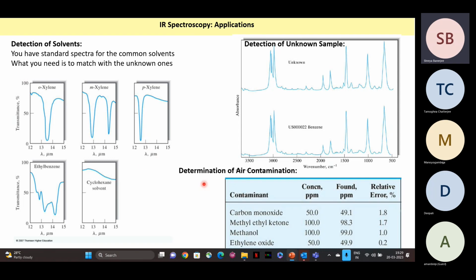Again, the determination of contaminants in air can be found out by IR. So contaminants like carbon monoxide, ethylene oxide, and methanol, their concentration can be found based on the intensity of the IR peaks. So if the IR spectra is taken for air, based on the relative intensity, the concentration of each of the constituents can be found. And this has been found to be very accurate, with percentage error only being around 1.8 or 1%.